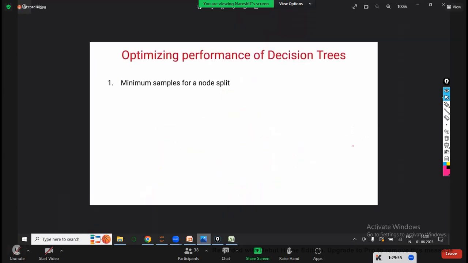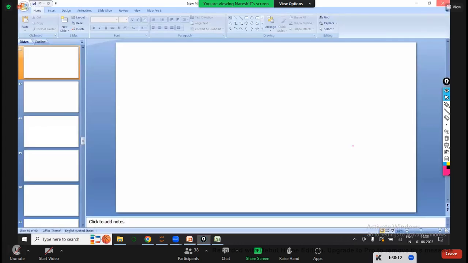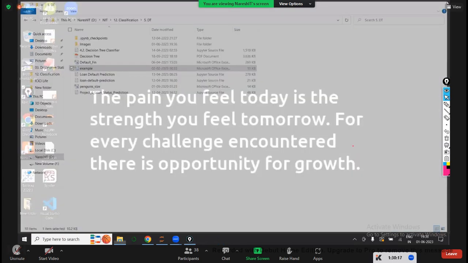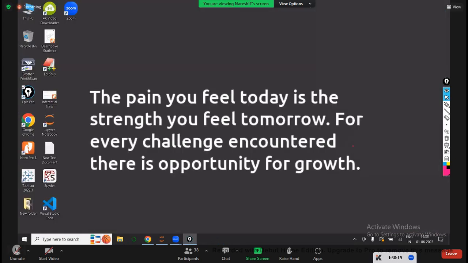Is that clear, guys? The different criteria to cut the tree, we are going to see in tomorrow's class along with the coding part. And how to overcome this in the random forest they have created, we are going to see in tomorrow's class too. I have already uploaded the notes. Please check your drive, and we'll continue in tomorrow's class.